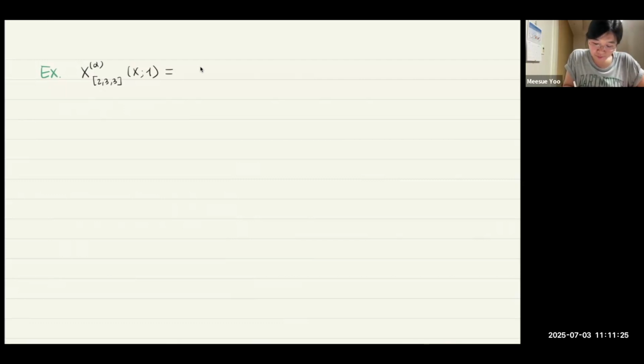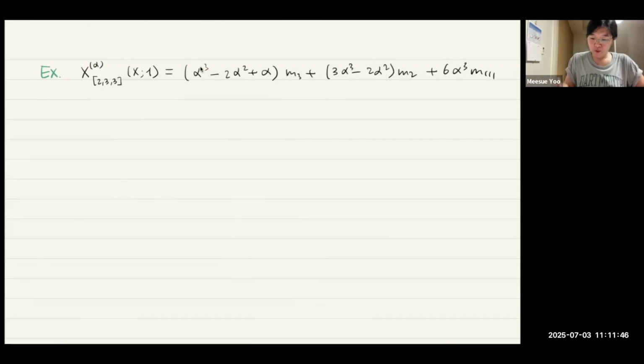So here, the M3 coefficient looks like this. And then the M21 coefficient looks like this. And then this. So we can see that the monomial coefficients are not even alpha positive. So they are not in general monomial positive.